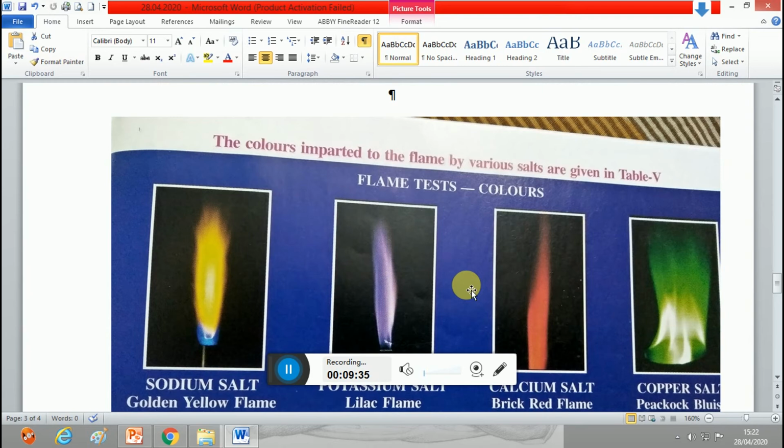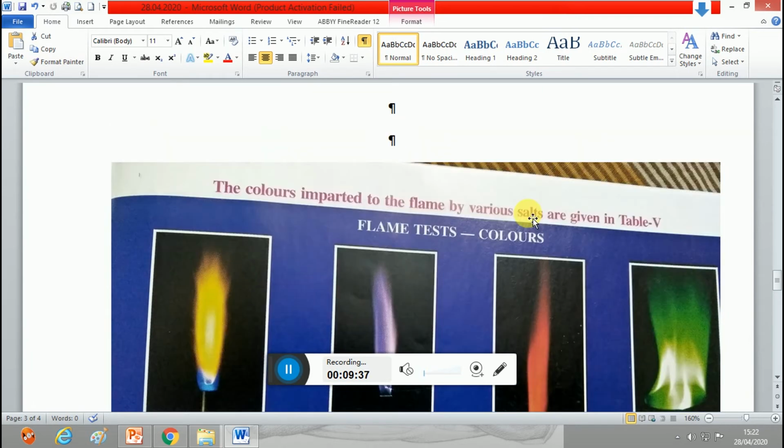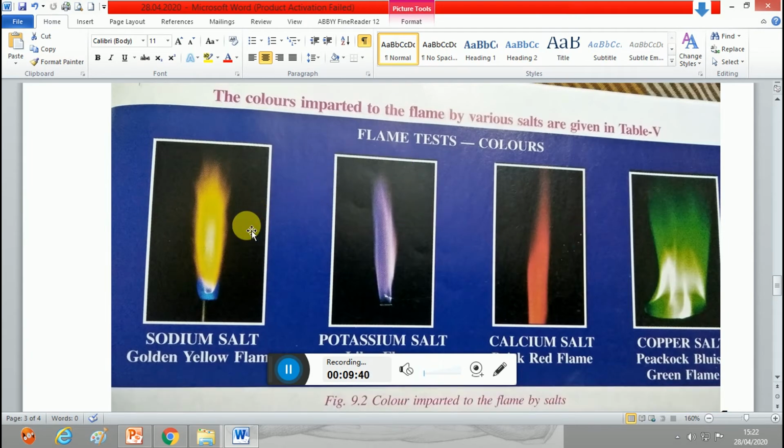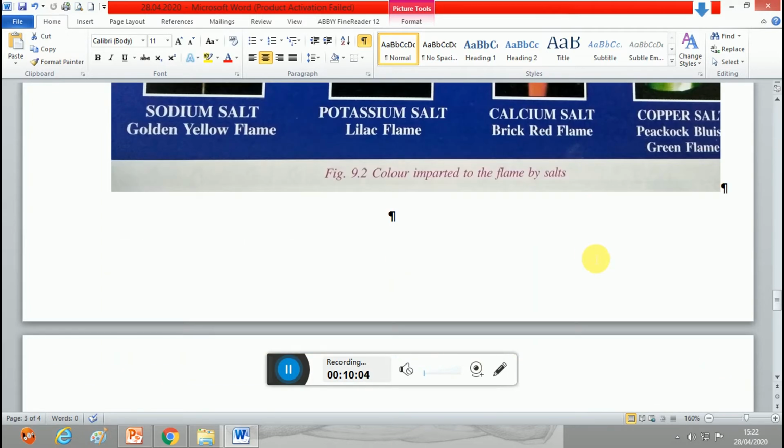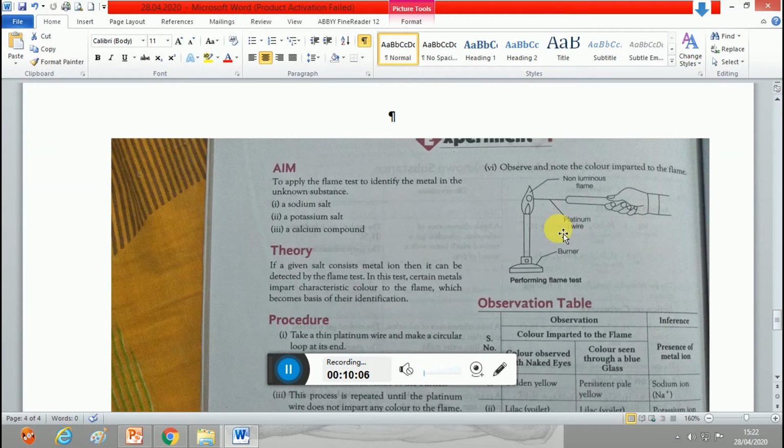These are the colors of different flames. This is the color for the sodium salt, the golden yellow. This is for the potassium salt. This is for the calcium salt, and this is for your copper salt, the bluish green. So this experiment can be written in your practical copy this way.